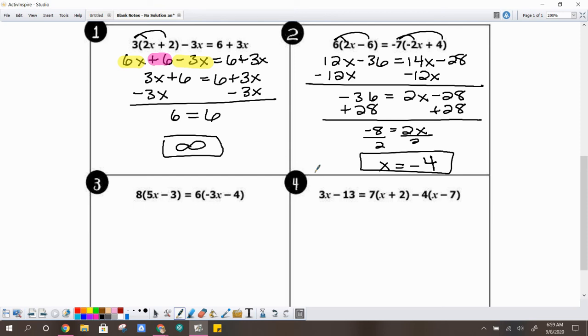Number 3, we're going to see if this has one solution, no solution, or infinite solutions. So step 1 is to distribute. So I should have 40x minus 24 equals negative 18x minus 24. So step 2 is to make sure all those things can be combined, which nothing is being combined here. So step 3 is to move all the variables to one side. So I'm going to move the smaller one.